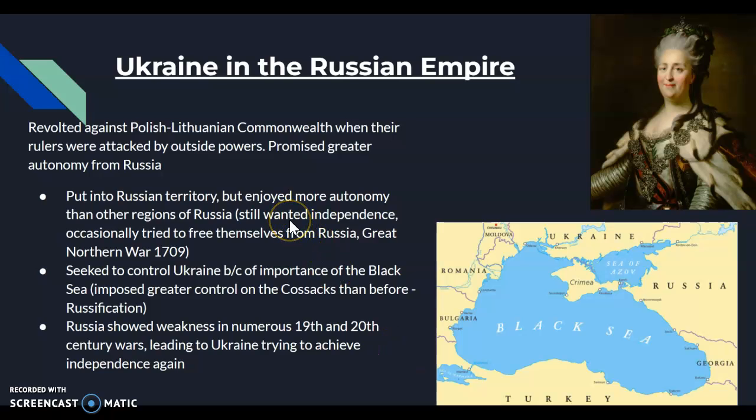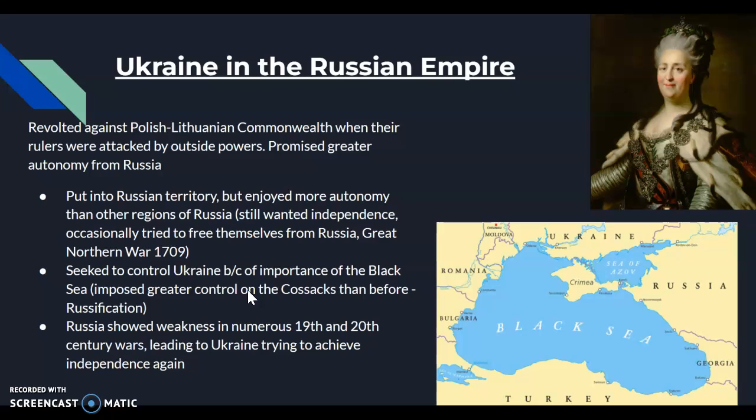However, they still wanted more independence, and you could see this as they tried to free themselves from Russia by, again, allying with another power fighting their imperial overlord, Sweden, in the Great Northern War of 1709. However, Sweden and Ukraine are unsuccessful in this war, and the Ukraine is basically harshly subjugated as a response by the Russian people. They seek greater control.